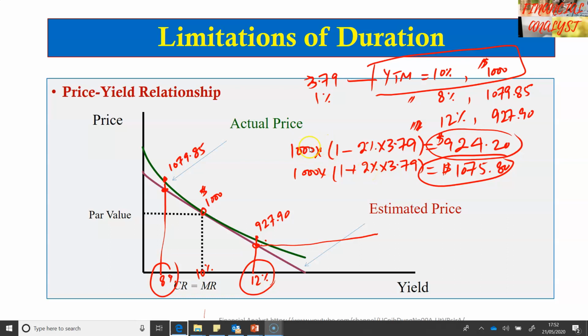So we see here the current market price, which is equal to the par value of the bond, falls to 924.2 as per duration if interest rates rise by 2%. And we see that the price of the bond rises to 1075.8 if there is a 2% fall in interest rate as per duration. Of course, these are underestimation and overestimation of prices compared to the actual prices. That also has the effect of convexity.